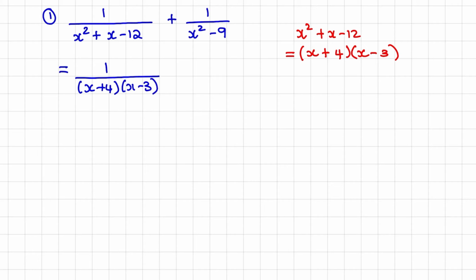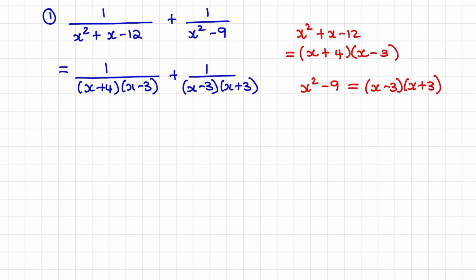And in our second term we can also factorize the denominator. So we have x squared minus 9, which is a difference of 2 squares, and that factorizes to x minus 3 times x plus 3. So therefore the second term would be 1 over x minus 3 times x plus 3.